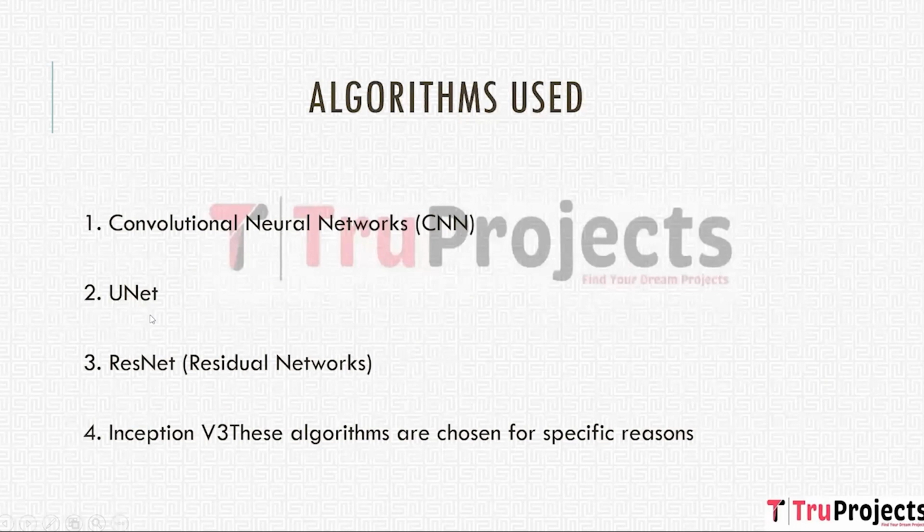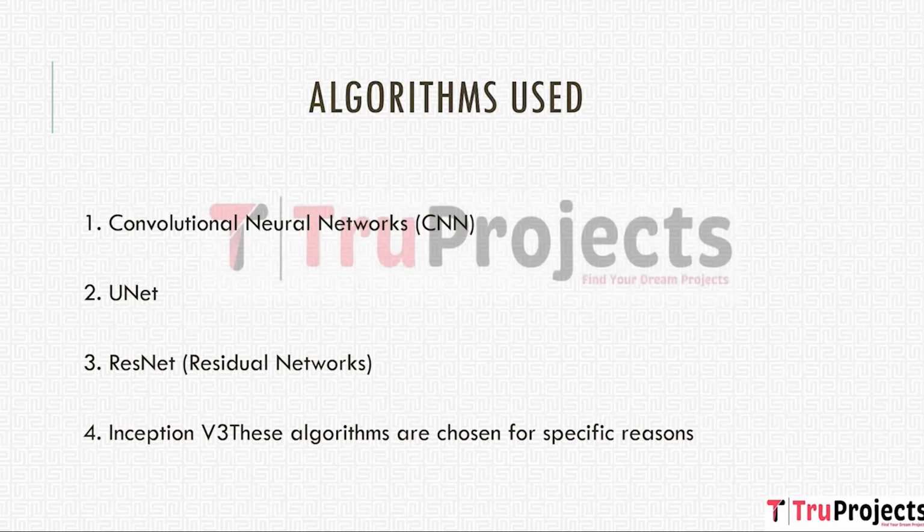These are the algorithms used in the project. First one is convolutional neural network. CNNs are fundamental deep learning architecture for image analysis tasks. In this project, CNNs are used primarily for COVID-19 classification. CNNs excel at capturing intricate features in images, which is crucial for distinguishing COVID-19 positive and negative cases based on visual patterns.